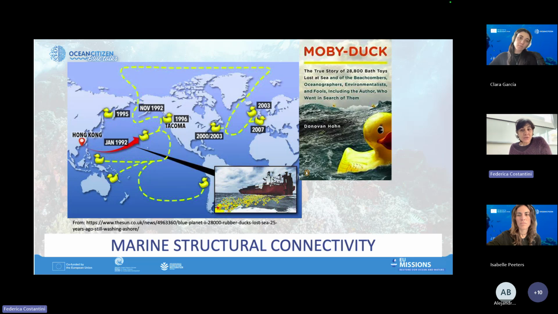In 1992, a shipping container filled with bath toys was lost in the Pacific Ocean. But some of the yellow ducks are still washing ashore today, and some of them have made an incredible journey around the ocean driven by marine currents. We could name this structural connectivity. In fact, structural connectivity quantifies the physical relationship of landscape elements, including spatial position of habitat, geomorphological features of the seafloor, and hydrodynamic flow features impacting movement, pathway, and boundaries.